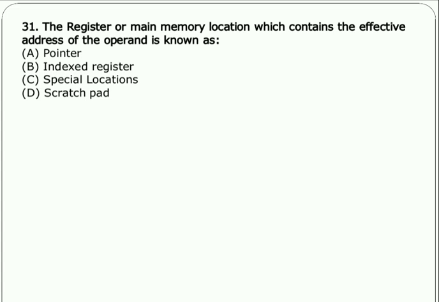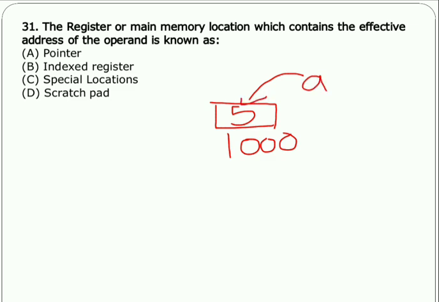Suppose in the address location 1000 there is a value, say I am considering the value 5. The value at the memory location must be pointed to by a pointer. A pointer A is there which points to the particular location value here. So pointer is the answer.